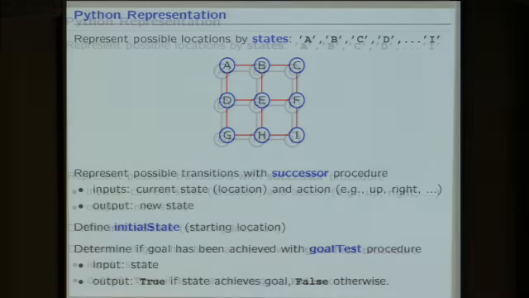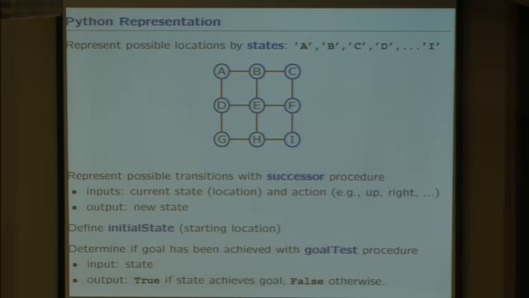We'll represent all the possible locations. We'll call those states. So the problem will have states A, B, C, D, and we'll just represent those by strings. And that makes it flexible. That makes it arbitrary. Then we'll think about transitions, not by enumerating them. Remember, we don't want to enumerate them because there could be infinitely many of them.